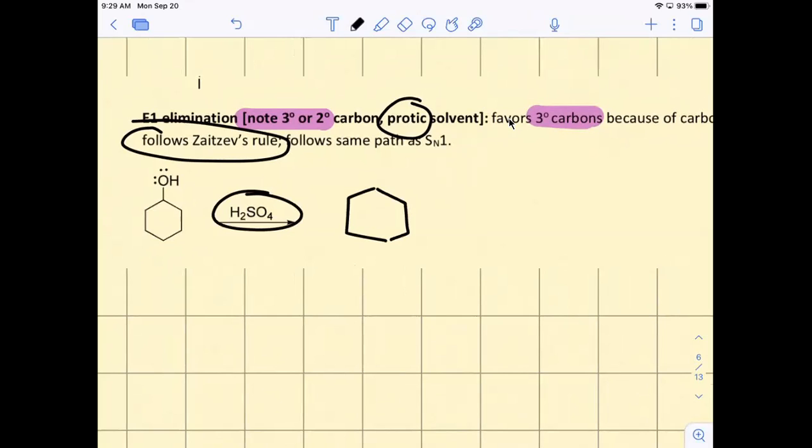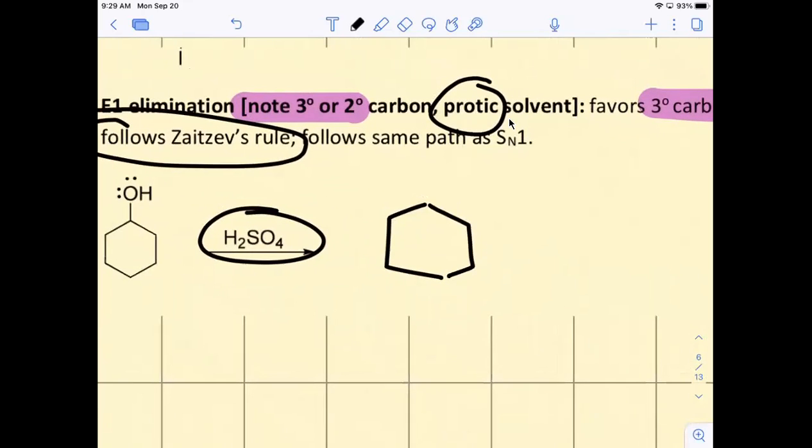And it actually competes. Sometimes you'll have a little bit of competition between E1 and SN1, depending on what your nucleophile is for the SN1. If it has some basic properties as well, then you'll see a little bit of competition between SN1 and E1. Right, so this is the product.